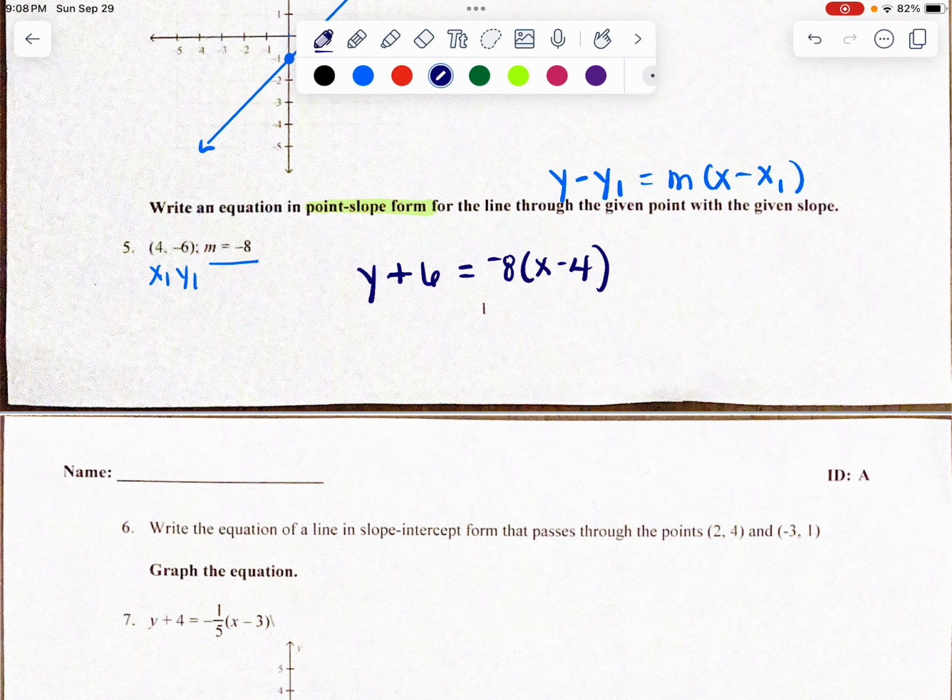Do not work this one out. They specifically said leave it in point-slope form, so you're finished with that equation, and that is the solution to number 5.